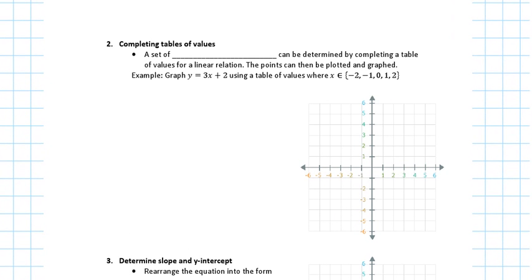The other way that you can graph a line is to make a table of values. And table of values is important because you can graph anything with a table of values. Okay? If you know how to make a table of values, that could be for any function, any equation that you have. Quadratic, linear, exponential, whatever it is.